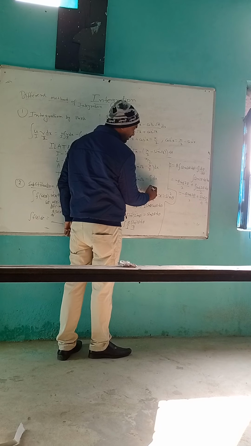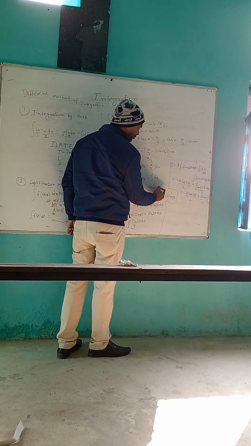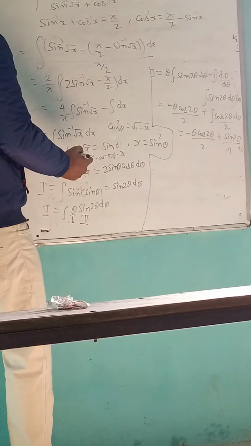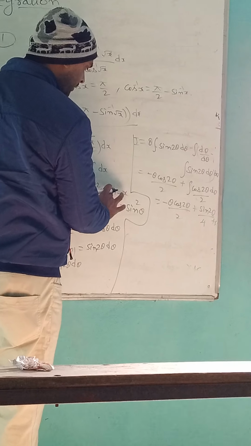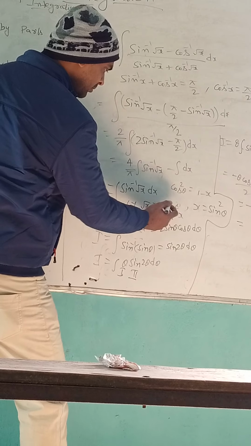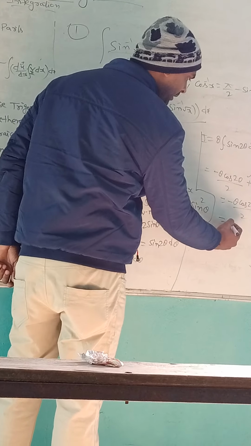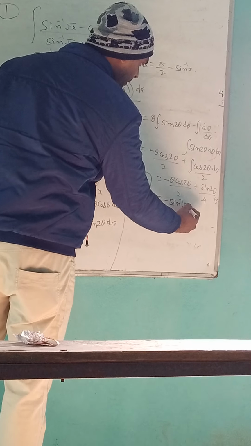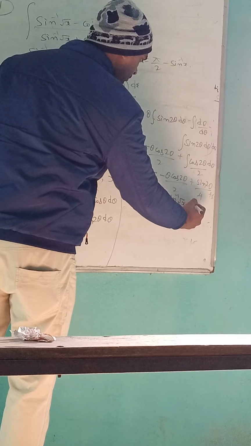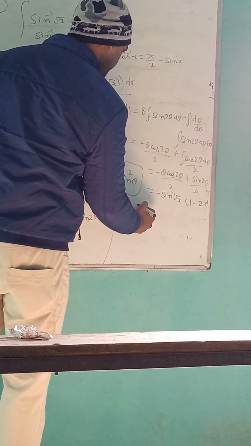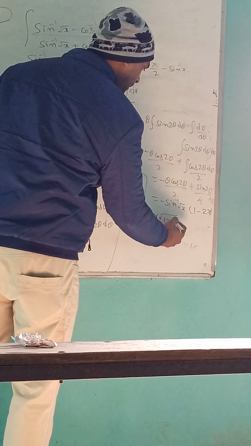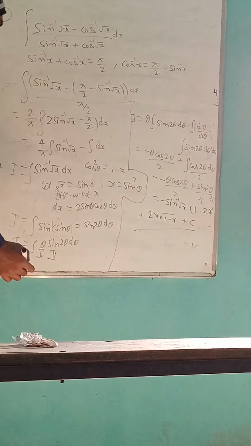Suppose x equal to sin square theta, so cos square theta equal to 1 minus x. So we can substitute the value, and suppose root x equal to sin theta, so theta equal to sin inverse root x. So we can write minus sin inverse root x into cos 2 theta equal to 1 minus 2x, plus 2 root x into root 1 minus x, plus c. This is our final result.